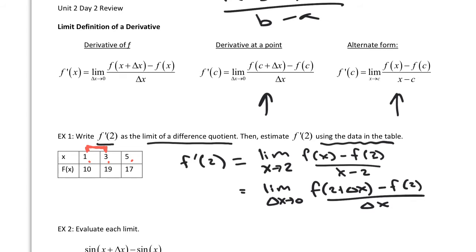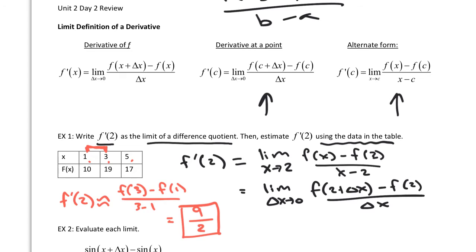So we're kind of finding that average rate of change from 1 to 3. So we could say that f prime of 2 is approximately equal to f of 3 minus f of 1 over 3 minus 1, which is going to be 19 minus 10 over 3 minus 1, which is 2, so 9/2, or 4.5.